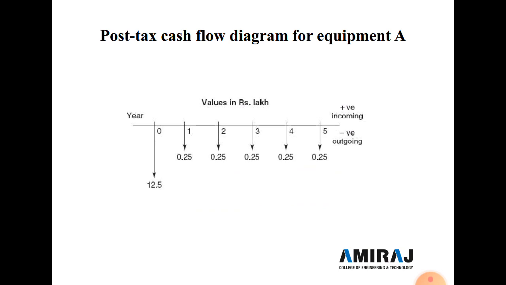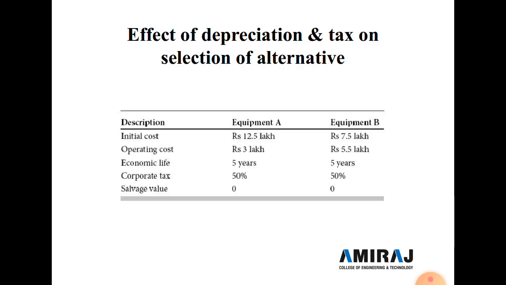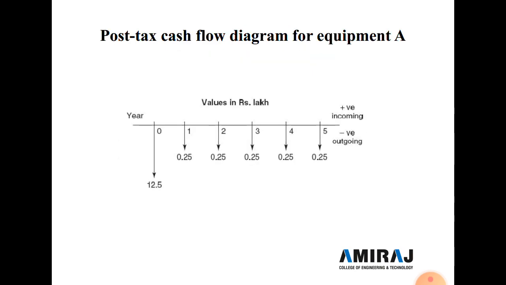Here you can see that a 50% corporate tax is given. Here 0.25 lakhs is the tax shown in the cash flow diagram. Each and every year we write 0.25 lakh here. It's an outgoing value, so we draw it in a downward direction.